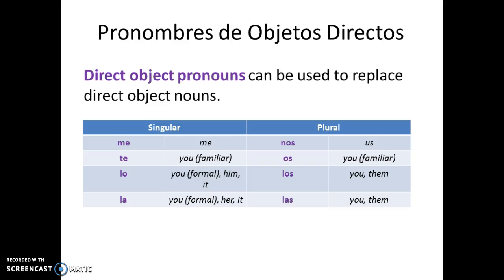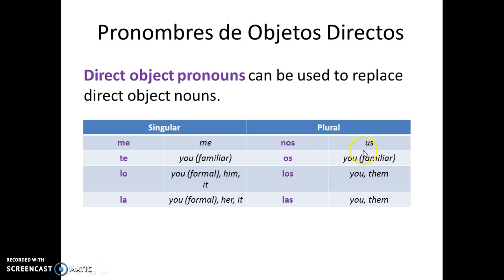Now, just like you saw in the last slide, direct object pronouns can be used to replace direct object nouns. These are the direct object pronouns in Spanish. Me means me. Te means you in a familiar sense. Lo means you in a formal sense for a masculine subject, him or it. La means you in a formal sense for a feminine subject, or her or it.